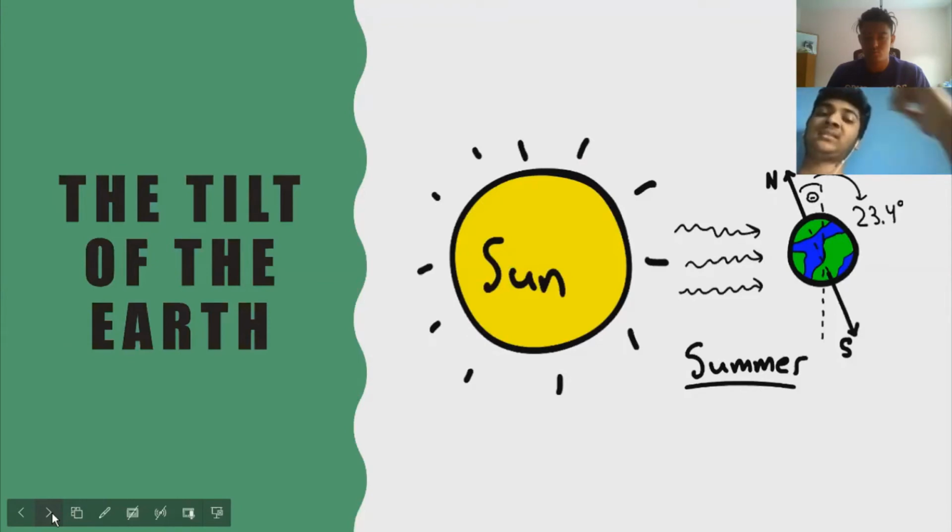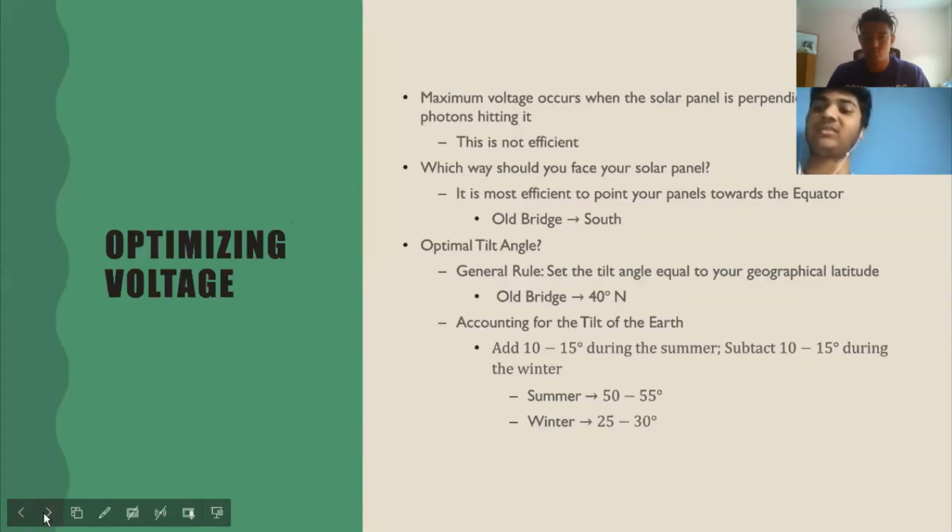So if you go back a slide. During the summer, what you do is you add 10 to 15 degrees because the sun is higher. And then you subtract 10 to 15 degrees in the winter because it's lower.